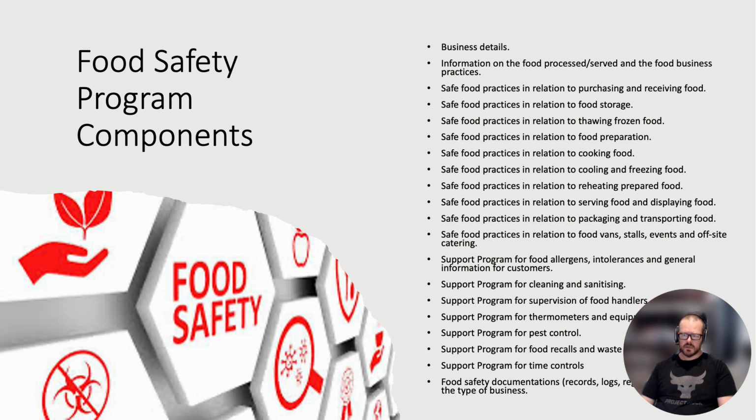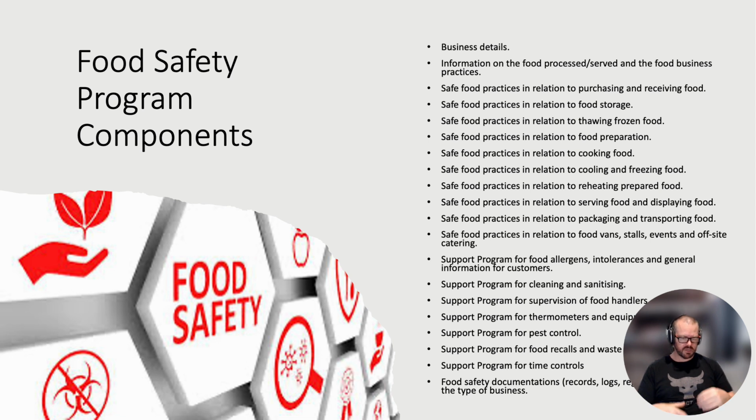Let's have a little look at a couple of other things. So some generic components for a food safety program. Business details, obviously, right? What is the business? Who is the PCBU? Who are the operators? Who's the food safety supervisor? Information on the food processed or served and the food business practices.